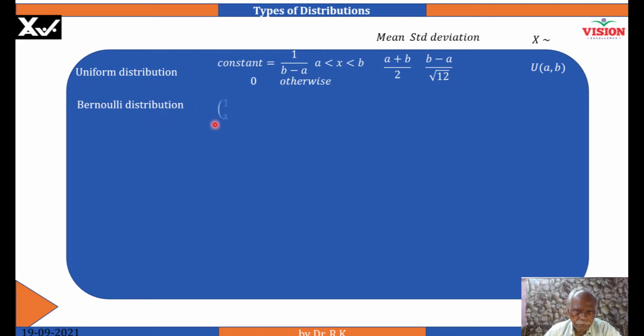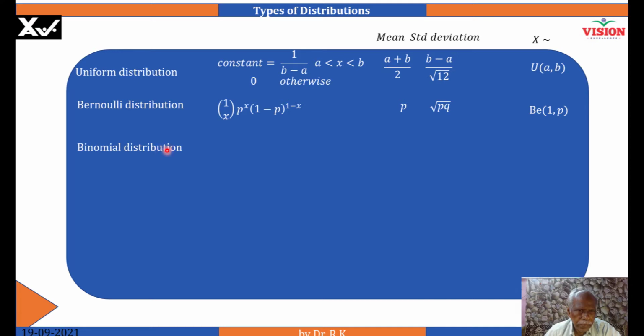Bernoulli distribution. This is given by the function 1 Cx. This is a combination formula. P power x, 1 minus p to the power of 1 minus x. And the mean is given by the proportion of success in each event, that is p. And standard deviation is given by the square root of the product of p and q. It is read as x is distributed as Bernoulli distribution with number of events 1 and proportion of success p.